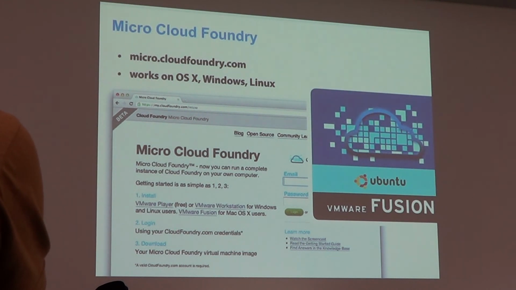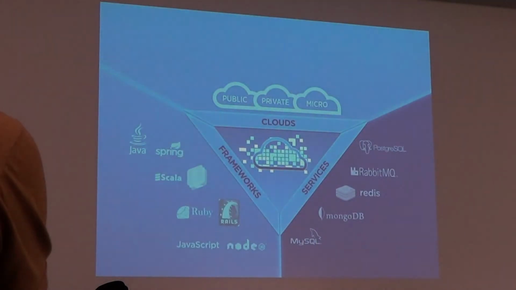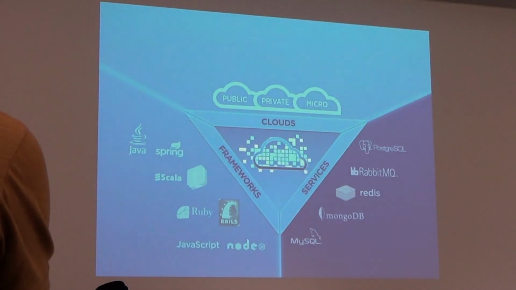Then there is micro Cloud Foundry. What is micro Cloud Foundry? Here you can download a VMware virtual machine that you can run on your own computer and basically have the same setup as what you have in Cloud Foundry, locally, and from there test and run your apps. So those were the three kinds.